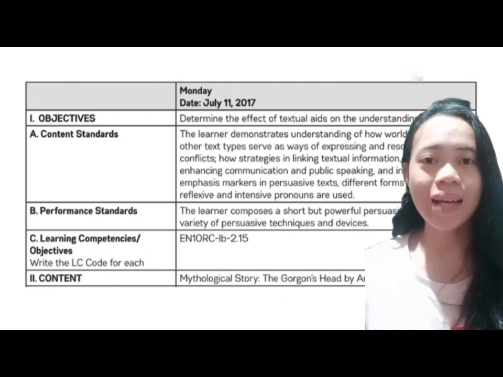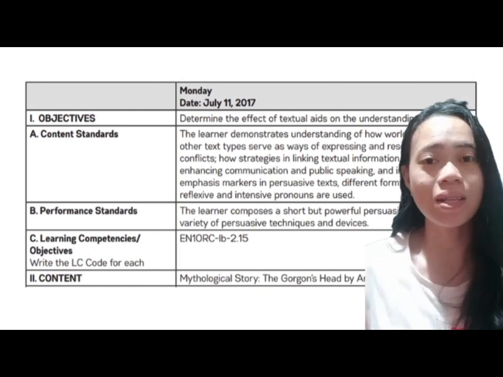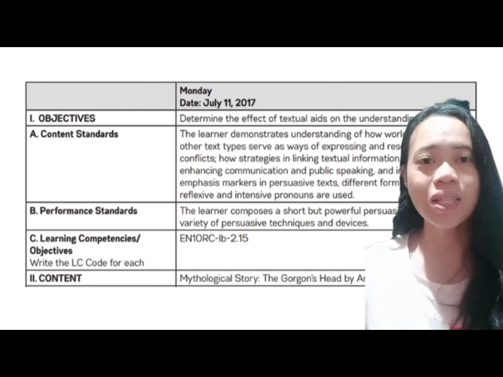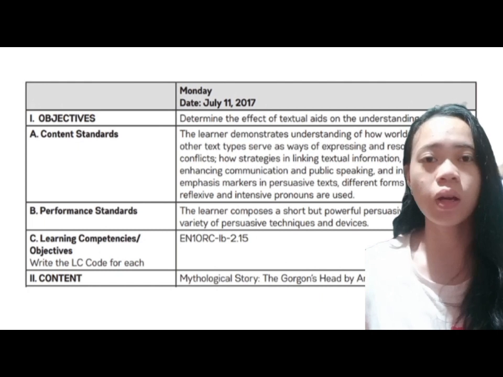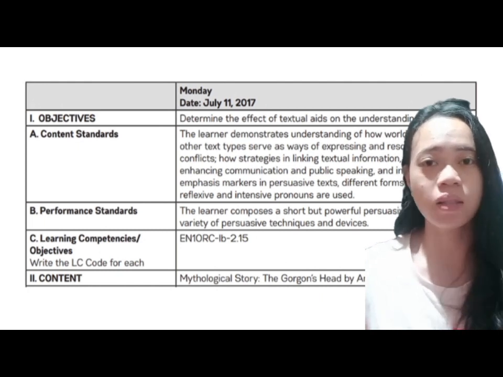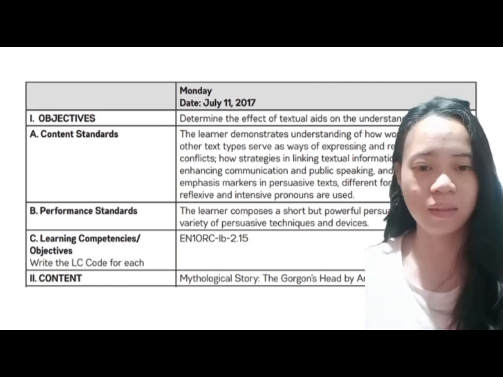So next is learning competencies. These are statements that describe what your students are expected to know, understand, and be able to do by the end of the lesson. They represent the specific learning goals you want your students to achieve through the lesson activities and content.